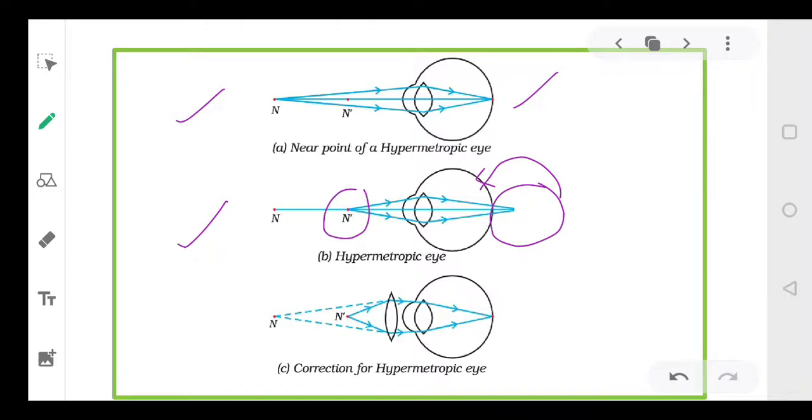ठीक है, अब हमारी ऑब्जेक्ट कहाँ पर है? N dash पर है. So rays will come to this first lens, our glasses. Now this lens will create an image at N. ठीक है, ऑब्जेक्ट कहाँ पर है? N dash पर. इमेज कहाँ बन गई? N पर. तो हमारी आंखें अब कहाँ देखेंगी? N पर. We will not see at N dash, we will see at N. क्यों देखेंगे हम N पर? क्योंकि हमें दूर का साफ नज़र आता है. ठीक है, so when we look at N, the image will always be formed at retina. I hope you understood both the defects.